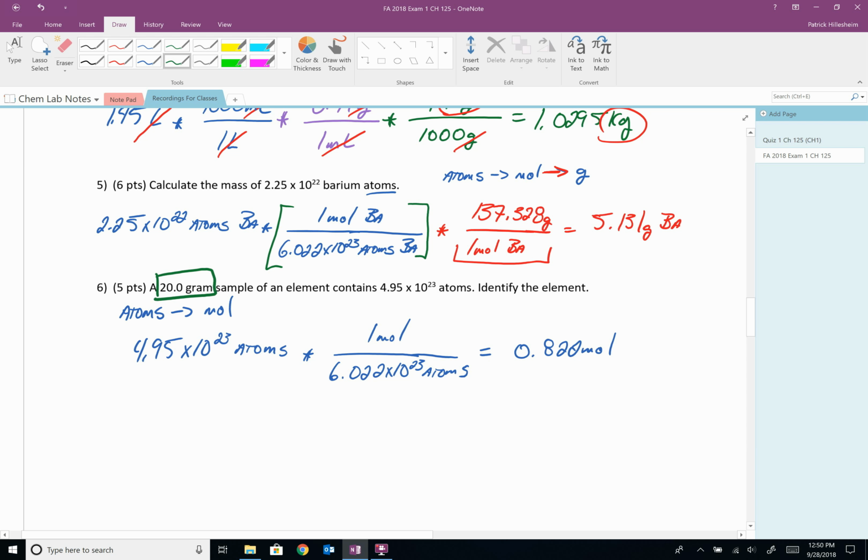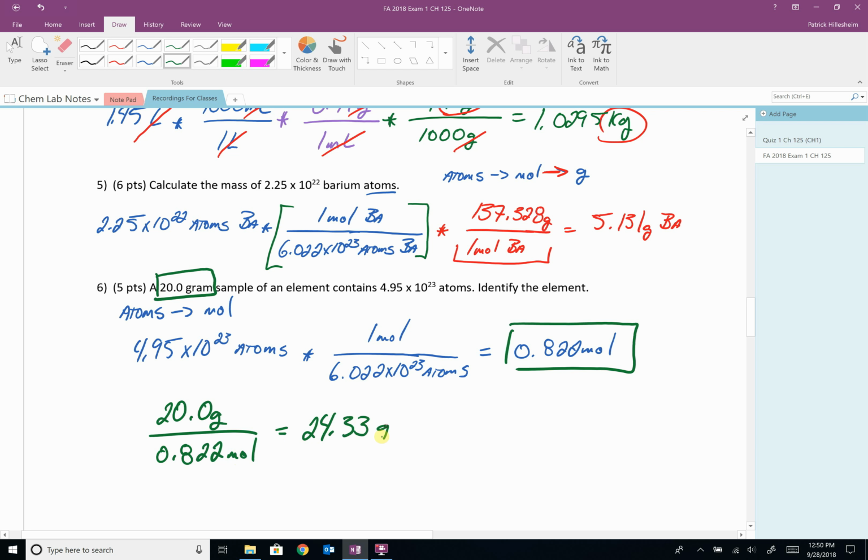Which means this number, the 0.822, I have that many moles in a 20 gram sample. So for every 20 grams, I have 0.822 moles. And if I divide those two, my answer comes out to be about 24.33 grams per mole, which is magnesium.